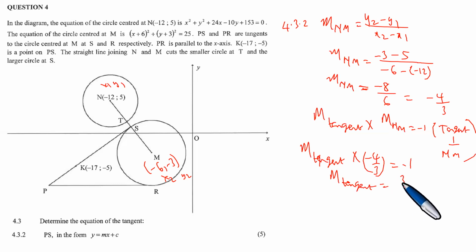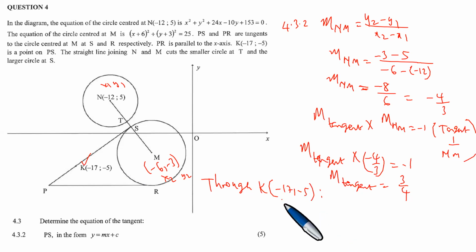So this is 3/4. But now it passes through this tangent PS passes through the point K, with the coordinates minus 17 and minus 5. And this one gives us x1, y1, because we know that one formula for finding the equation of a tangent, the equation of a line, is this one here.